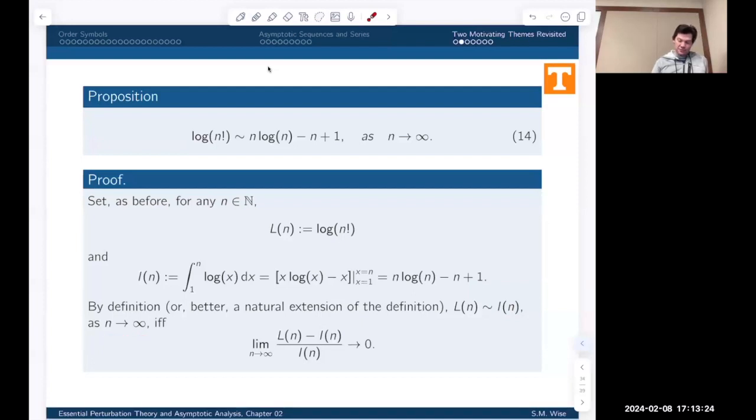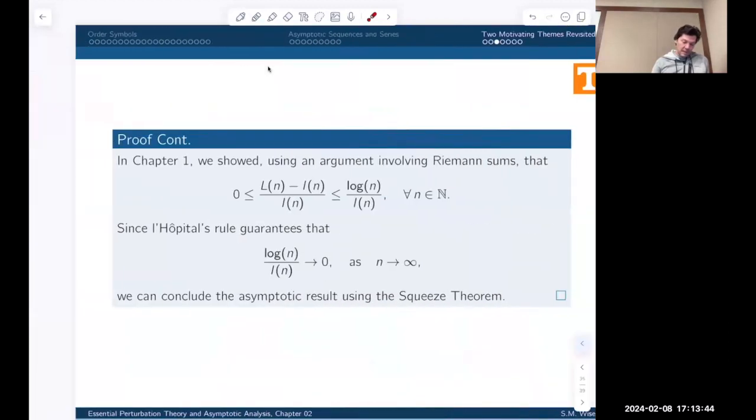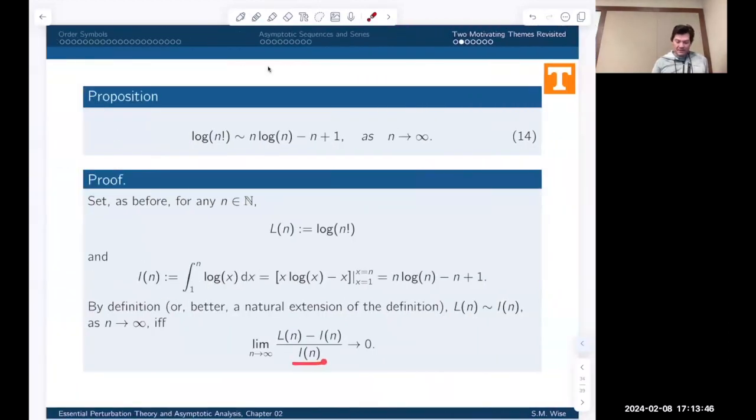And this is true if and only if the difference, divided by In, goes to 0 as n goes to infinity. That's what it would mean to be an asymptotic approximation. And notice that that also means that this quotient, if I would take that by itself, has to have the limit 1.